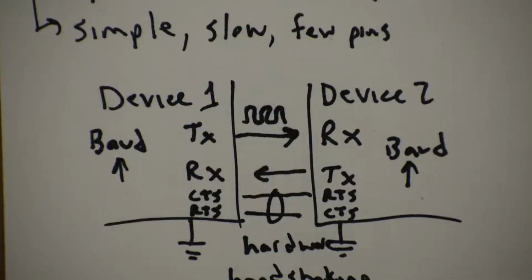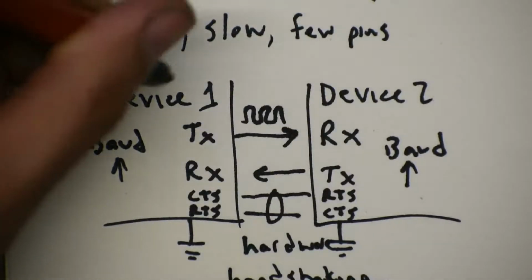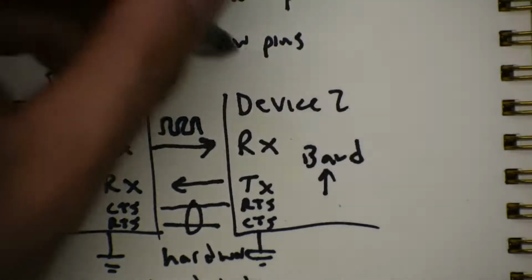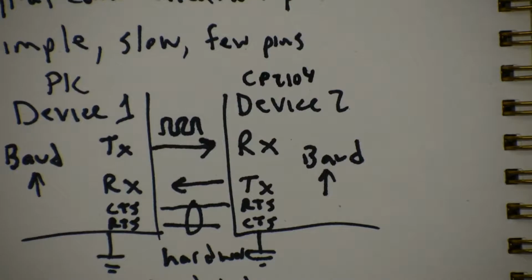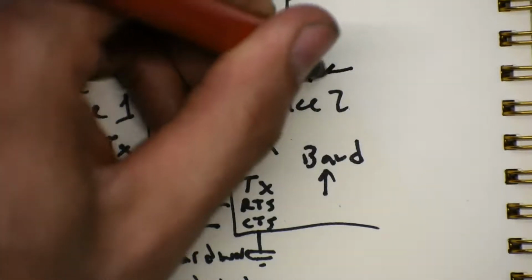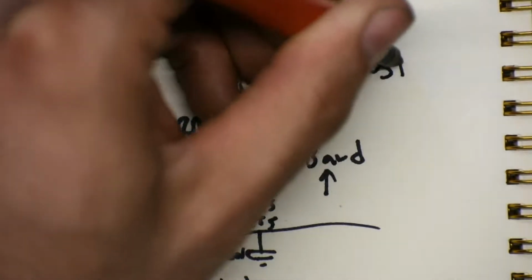Okay, so what we're going to do is we're going to make device 1 the PIC, and device 2 is going to be the CP2104, which is a breakout board from Adafruit, and for some reason they call it the Friend. I don't know where they come up with the name. But the CP2104 is a UART to USB chip.